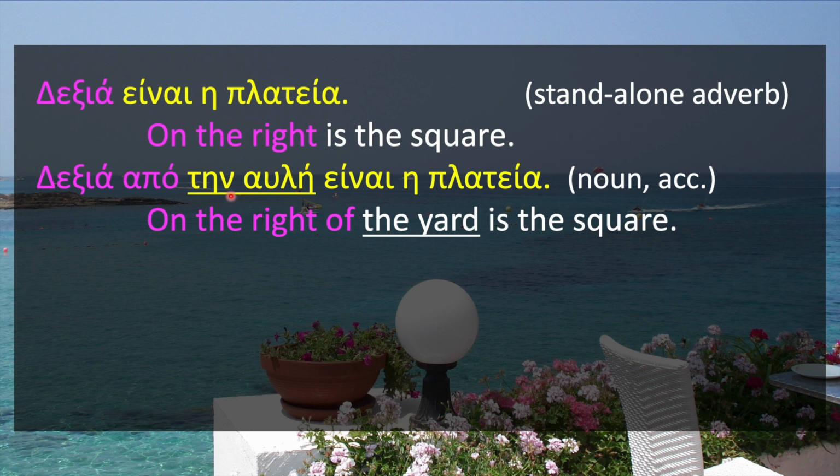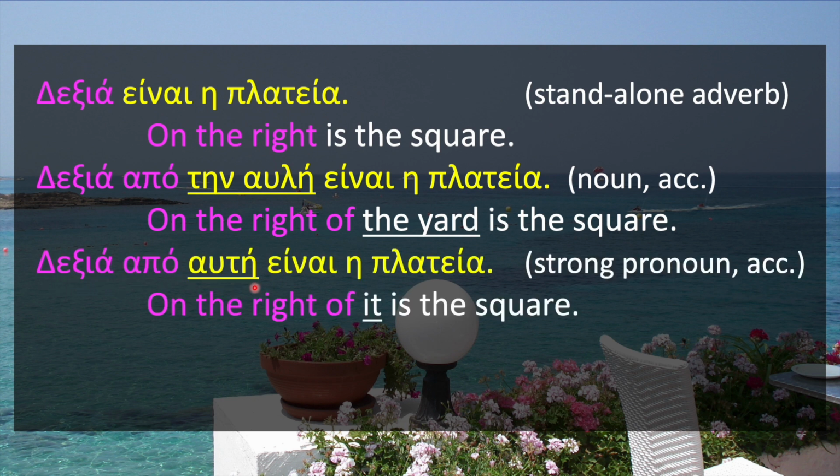Now, we know that we can replace a noun with a pronoun. So, if we want to say on the right of it is the square, we are going to replace the noun αυλή with a pronoun. Δεξιά από αυτή είναι η πλατεία. On the right of it is the square. Αυτή is a personal pronoun that replaced the noun αυλή, την αυλή. So it replaced the yard.